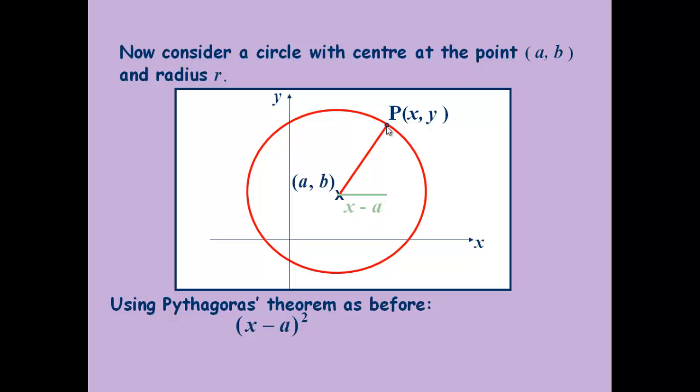This distance here, all of this distance is y, as we can see here. So this will be y minus the y ordinate there, b. So using Pythagoras, we get x minus a squared, the length of that side squared, plus y minus b squared, the length of this side squared, equals the radius squared. Have a good look at this and try and make sure that you understand what's going on.